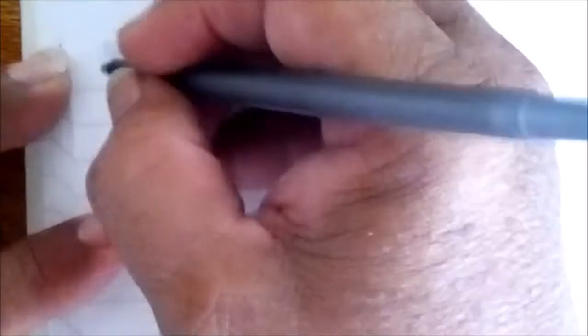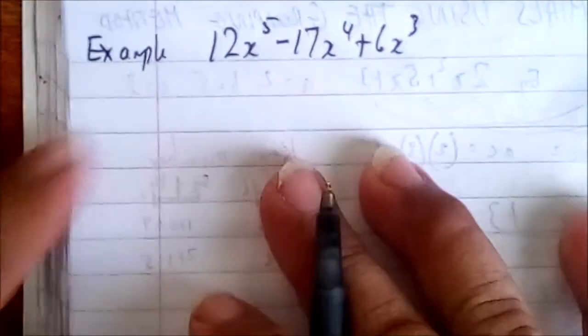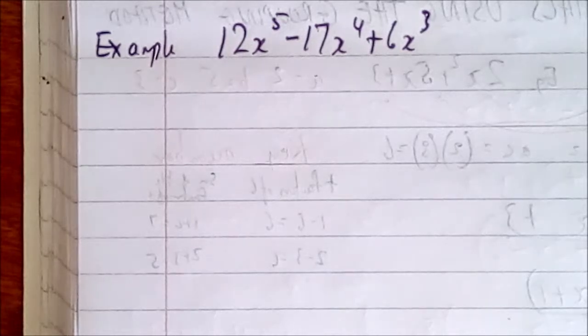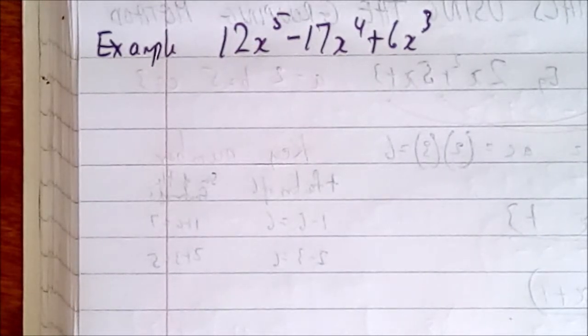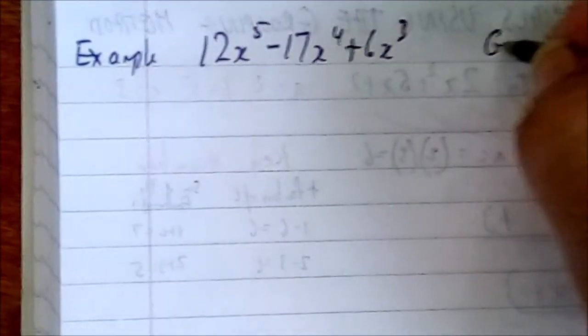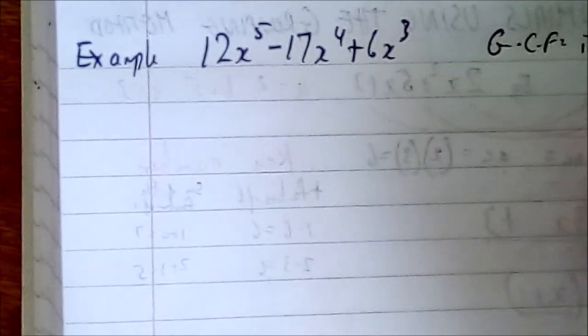Our next example: I have 12x to the fifth minus 17x to the fourth plus 6x to the third. Don't worry about this type of problem. These problems are much easier compared to the smaller ones, because here you can factor out something in common. First of all, we will factor out the GCF. What's common to all of them? The GCF is x to the third.